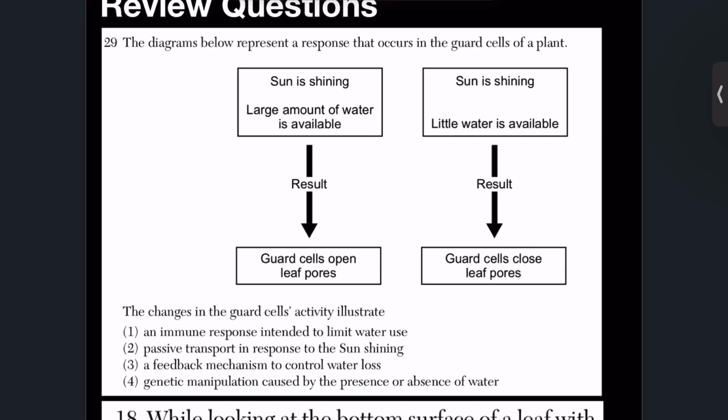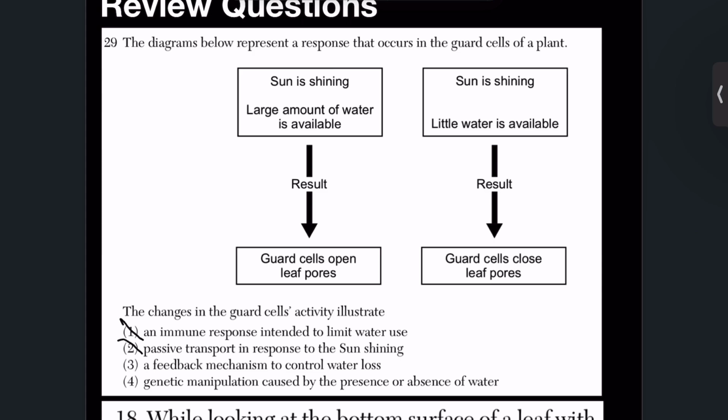First we have an immune response intended to limit water use. This would not be our answer, because it's not like a pathogen is invading, which would trigger the immune system. It's rather just trying to maximize the amount of water. The next one is a passive transport in response to the sun shining. This isn't anything about passive transport across the cell membrane. Opening and closing stomata are not changing anything about a cell membrane, but rather it's just a gap in the outer layer of the leaf. So this would not be passive transport.